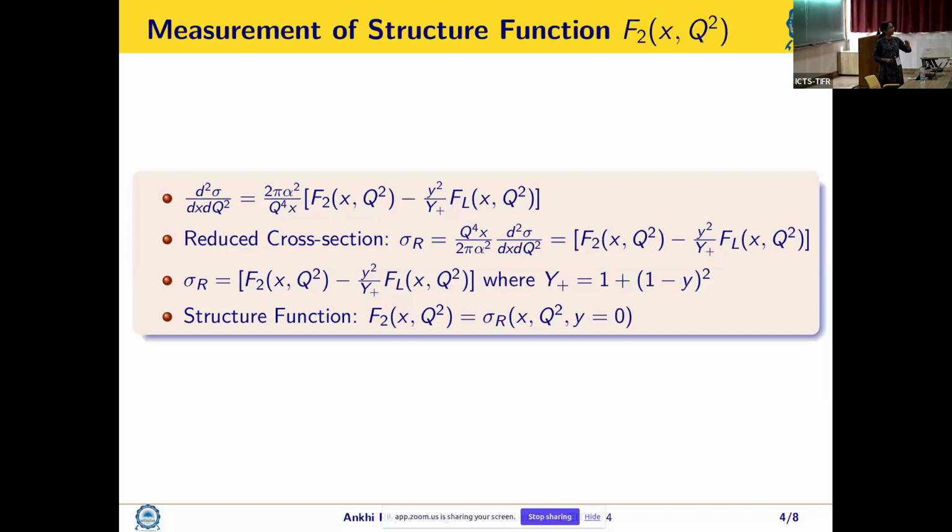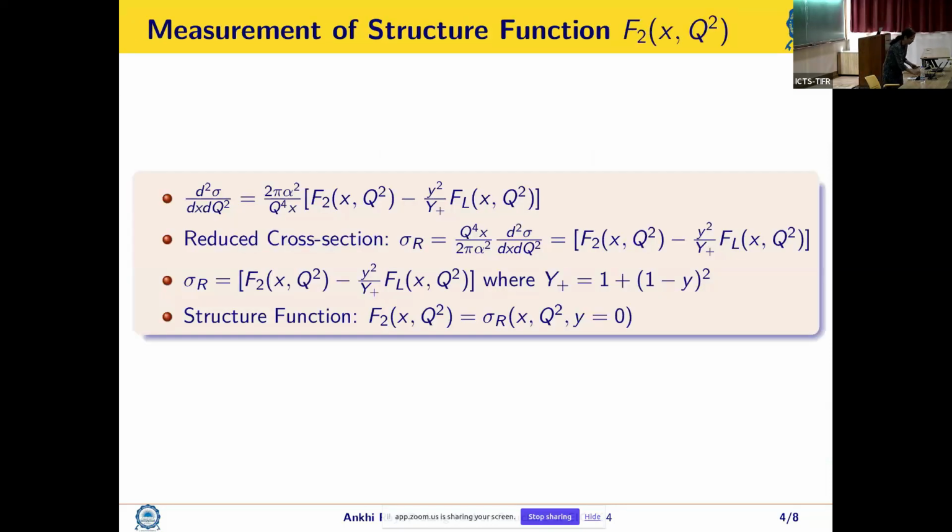So we'll be doing the analysis, but you should keep in the back of your mind that this is the way we will go ahead. Okay, so we'll go for the cross section, then the reduced cross section, then y equal to 0, that will give me the F2.